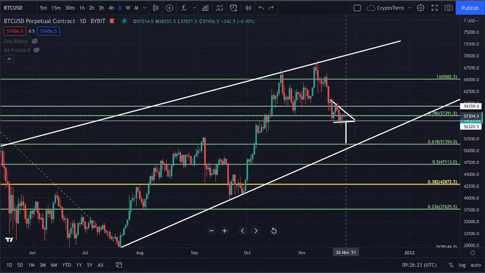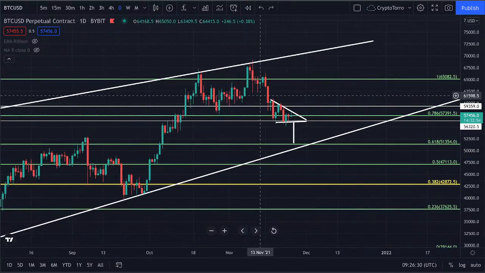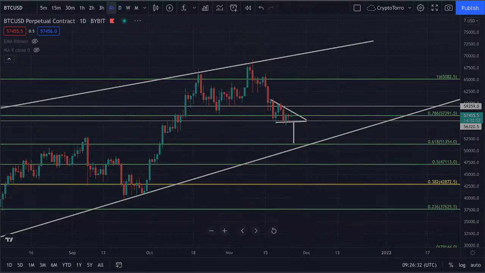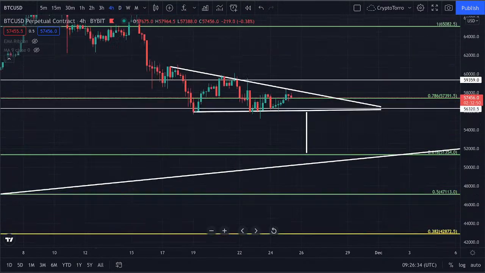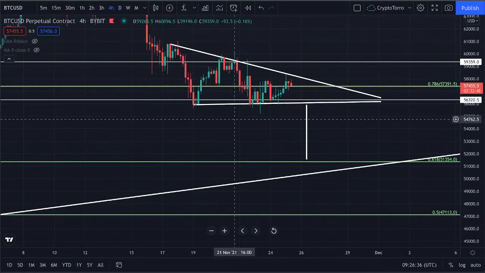It has taken quite a long time for Bitcoin to actually make this rising wedge pattern. And what you can clearly see is that we are seeing a breakdown. We will be heading towards 51,354 US dollars. So that is something I wanted to look at carefully, because this is actually still a possibility if we do see a breakdown occur.